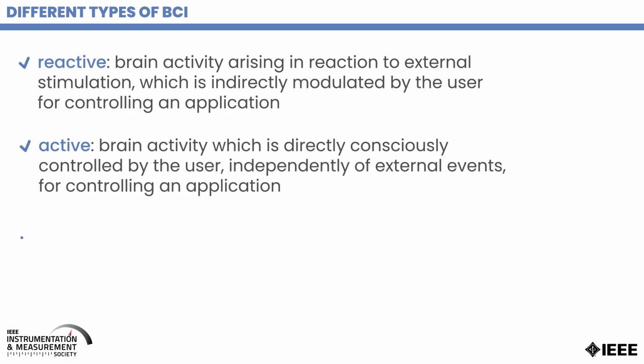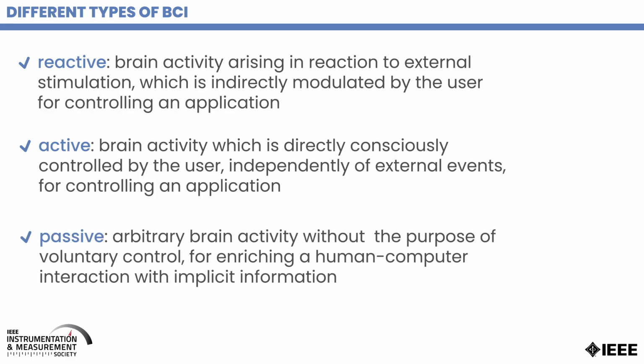communicate. And finally, we have passive brain-computer interfaces in which, again, the activity that we measure is a spontaneous one, but this is not voluntarily modulated. And it could be, for example, the monitoring of emotions or the attention during some tasks. If you use this information to communicate or control, this is a brain-computer interface.